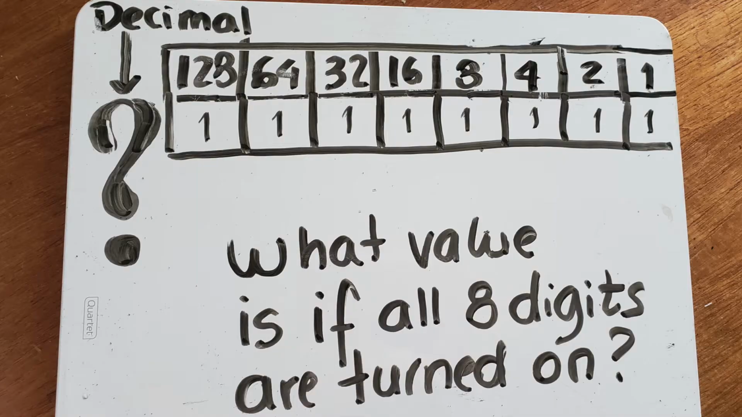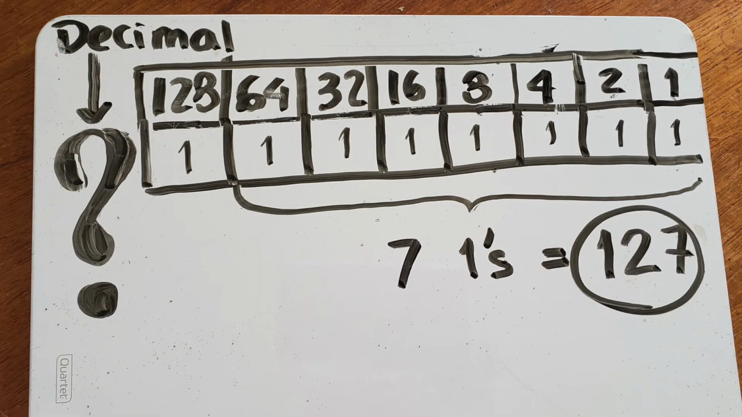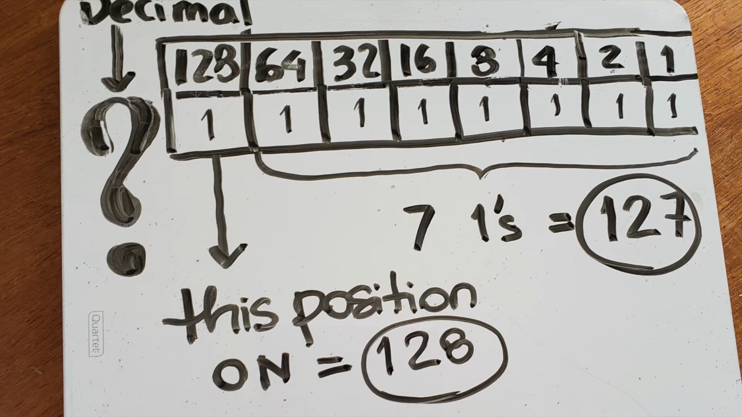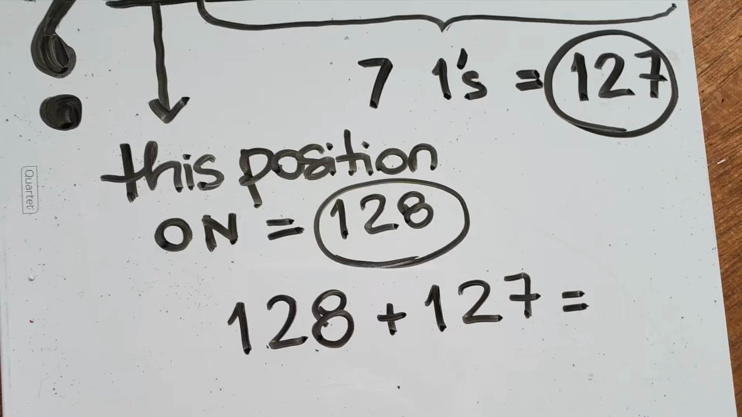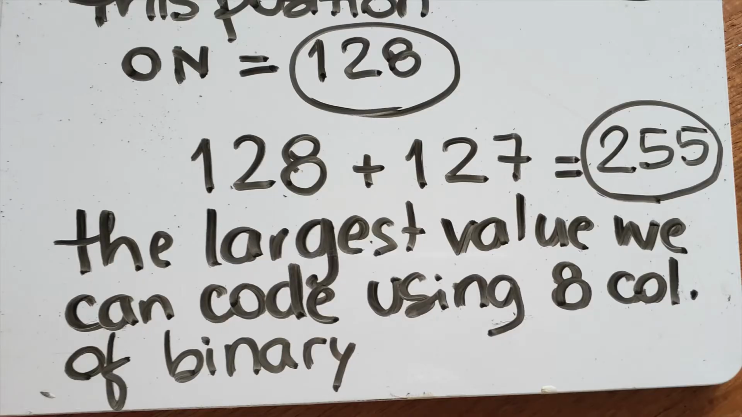So then I have one more question for you. What value would it be if everything is on? So we learned that 7 ones equals 127, and turning on 128 gives us 128. So it will be the addition of 127 plus 128. How much is that? 255. So what that means is that 255 is the largest value we can code in 8 columns of the binary numeric system.